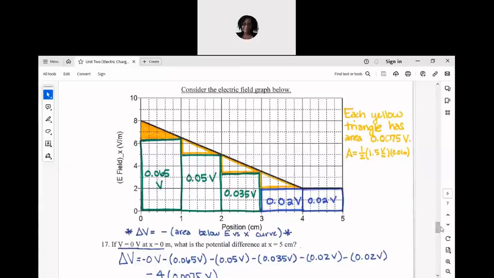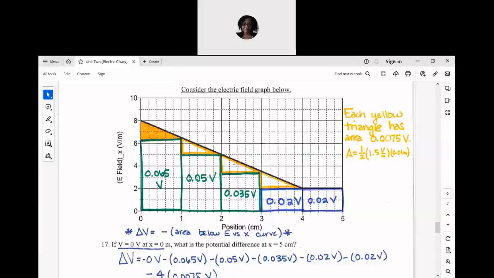Number 17, we have a graph of electric field in the X direction versus position. And the position is given in centimeters. The electric field is given in volts per meter. So there's some unit conversion that is going to happen before I compute the area below this curve. But I can split it up into 1 centimeter chunks just so that we have a little bit more guidance when it comes to sketching what this graph would look like.